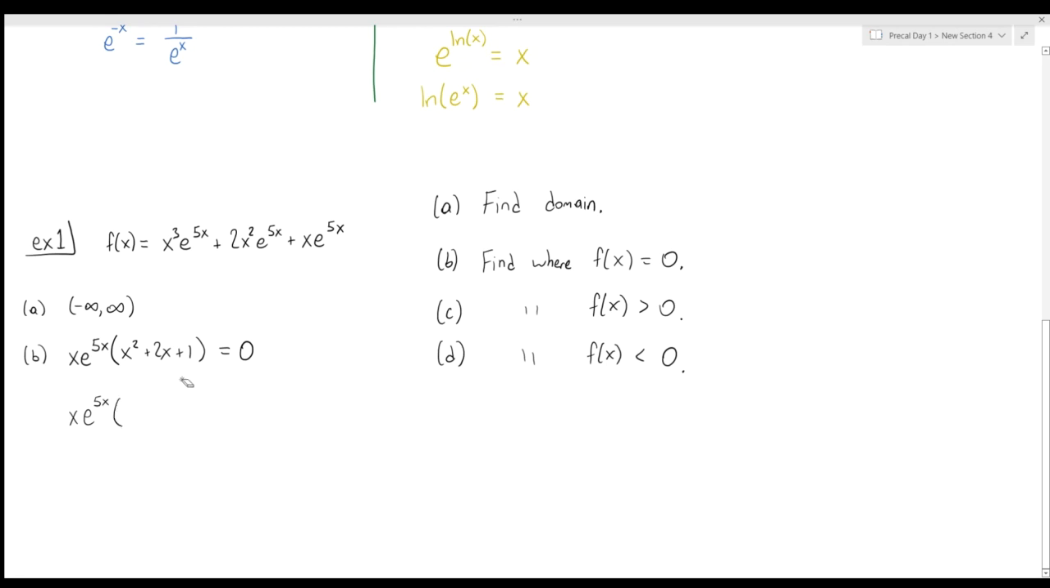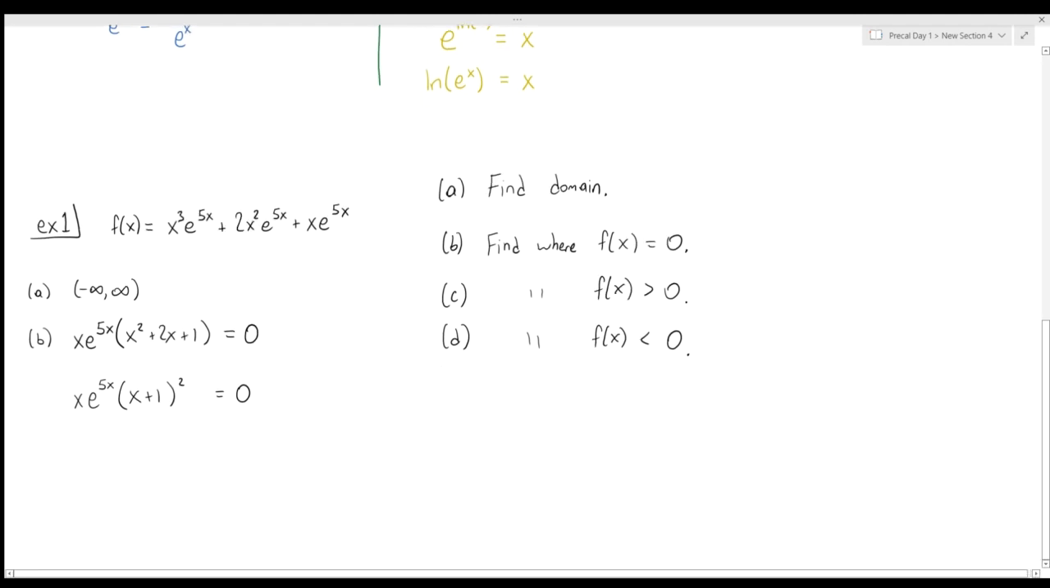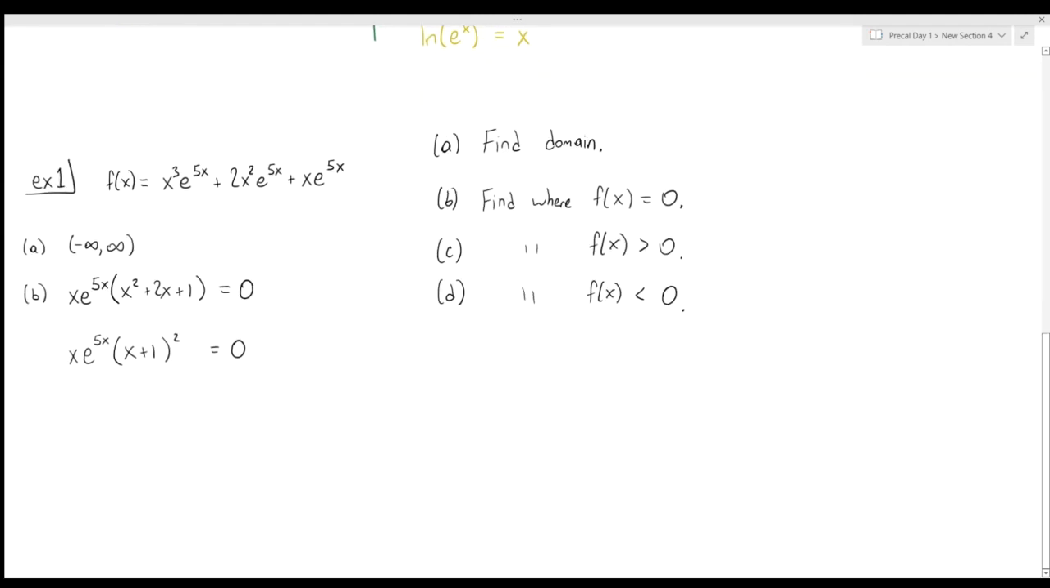We can further factor this a little bit more. So how would x squared plus 2x plus 1 factor? Yeah, it's a perfect square, so it's x plus 1 times x plus 1, okay? So now that we've fully factored our function, we see that x equals 0 will give one solution. x equals -1 is another solution. Okay. So we have 2 zeros from these two terms.